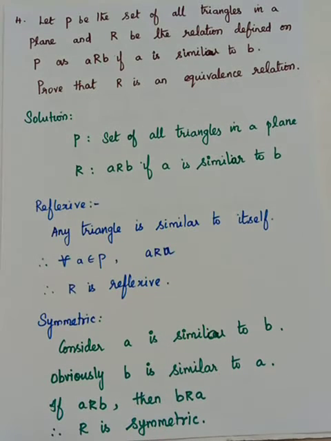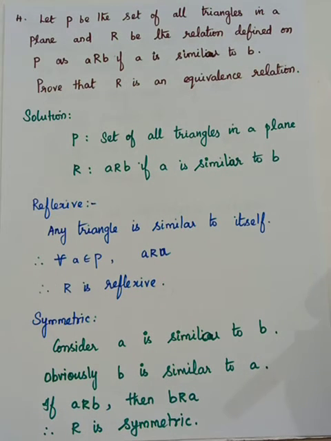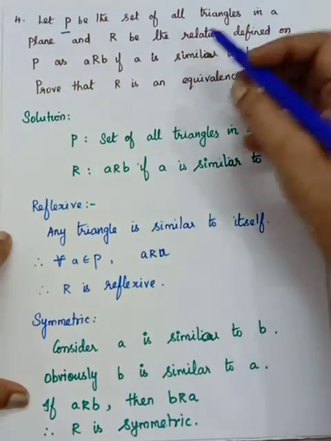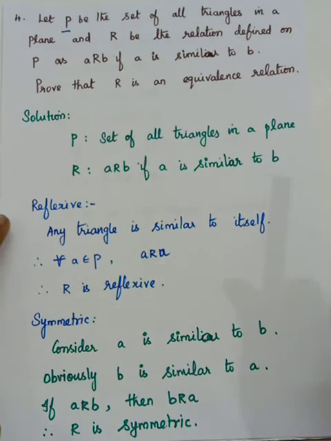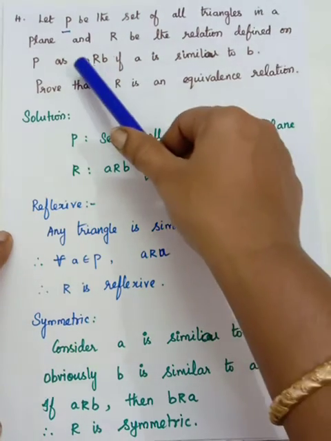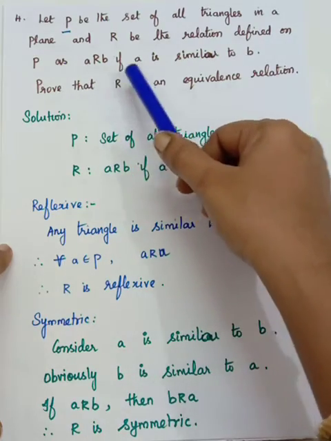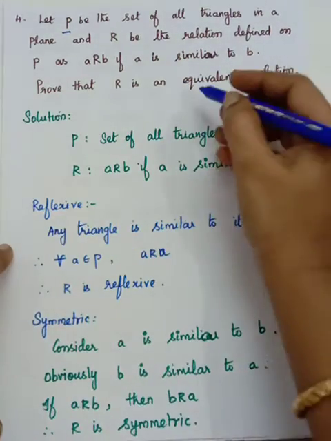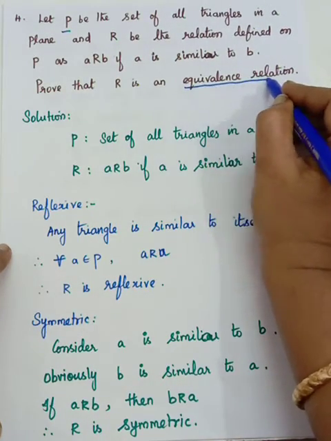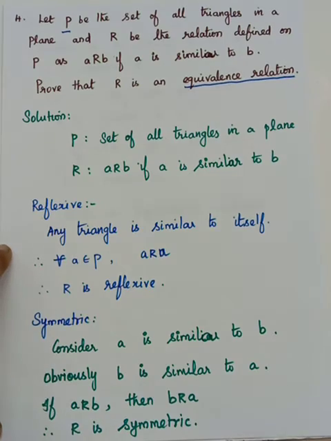So we'll go to the fourth problem of that exercise 1.2. Let P be the set of all triangles in a plane. The set name is P. And R be the relation defined on P as A is related to B if A is similar to B. So prove that R is an equivalence relation. So equivalence relation means the relation should be reflexive, symmetric and transitive.